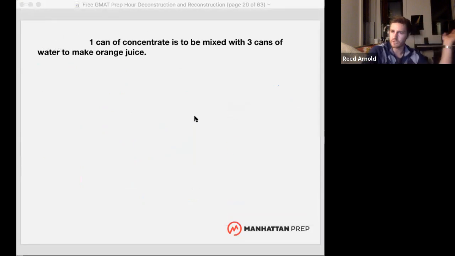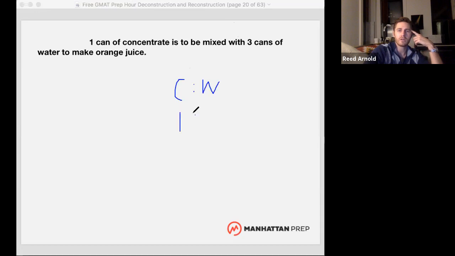So let's forget everything else for a second. Again, we're not really trying to answer questions. What can you tell me if 1 can of concentrate is to be mixed with 3 cans of water to make orange juice? What does this little piece of the puzzle tell me? It's a ratio. Good. It tells me that I have a concentrate and water, and it's 1 to 3.